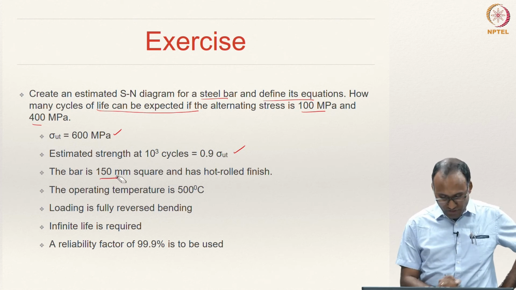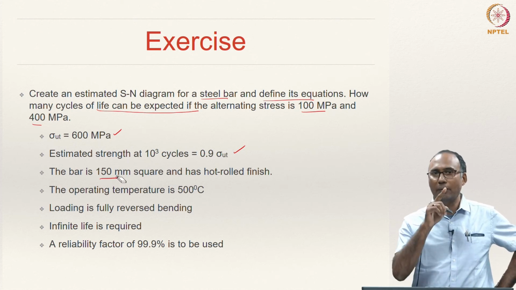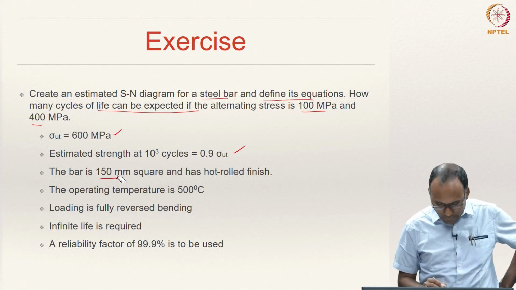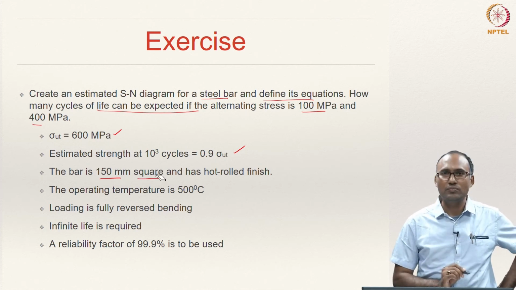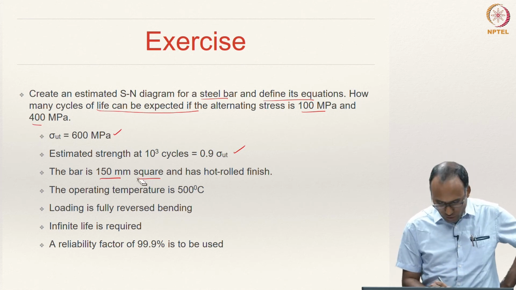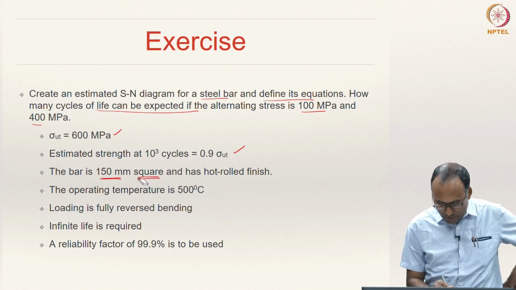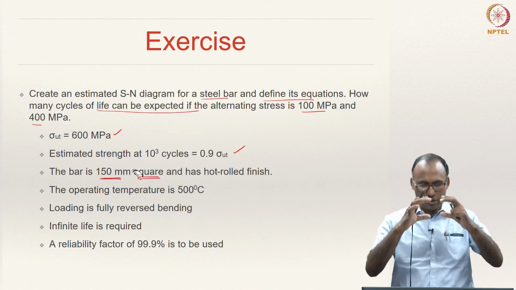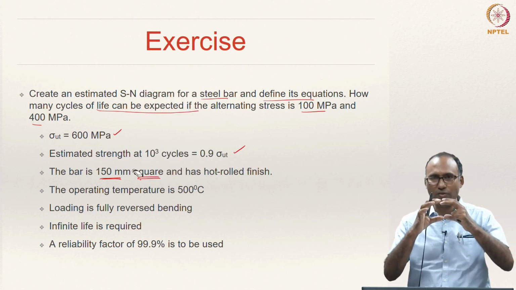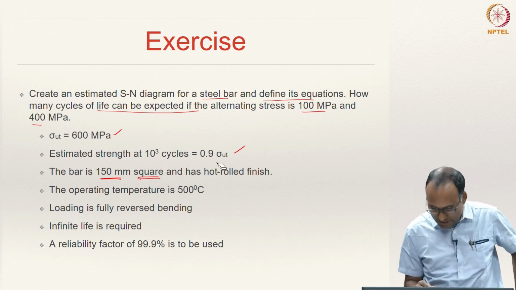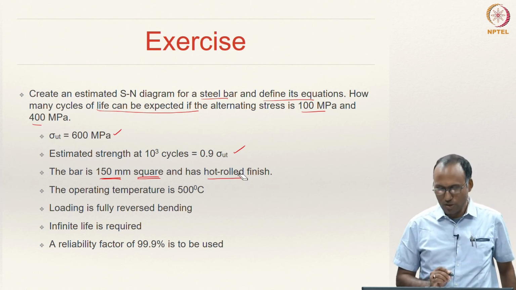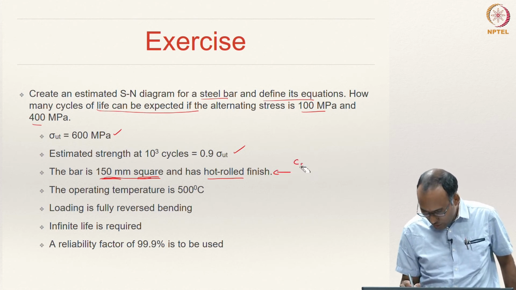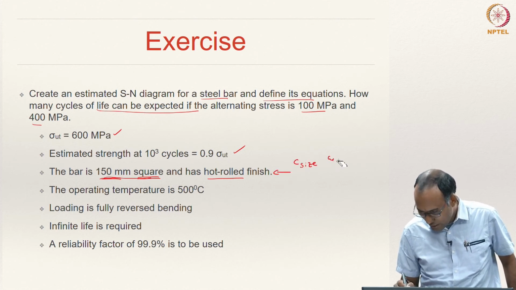The bar is 150 mm, it is not 8 mm, 150 mm, and hence you need to account for size factor, and it is a square shape, right. So, you need to account for this 150 mm bar of square shape. That means the size of the bar, the square bar, side is 150 mm, and it has a hot rolled finish. So, this statement tells you that you need to account for C size and C surf.